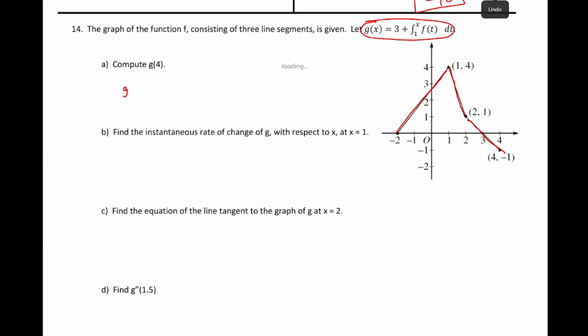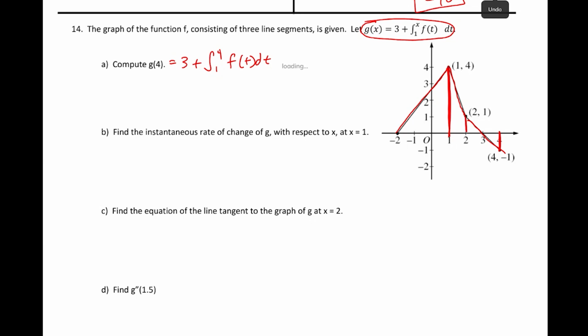All right, so g of 4 is going to equal 3 plus the integral from 1 to 4 of f of t dt. So we're actually going to need to find the area under the curve between 1 and 4. So it's going to be like from here to here.